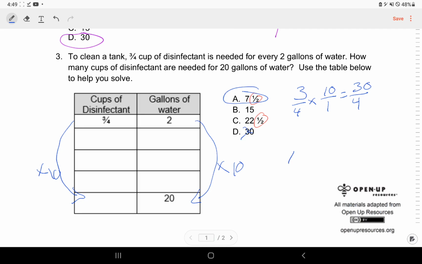4 goes into 30. Well, 4 doesn't go into 3, so it's clearly not going to be a 2-digit number. Well, that leaves 7.5. So 7 times 4 is 28, with 2 left over. So that's 7 2/4, or 7 1/2.